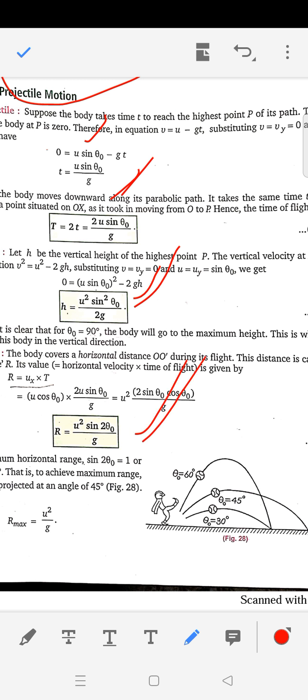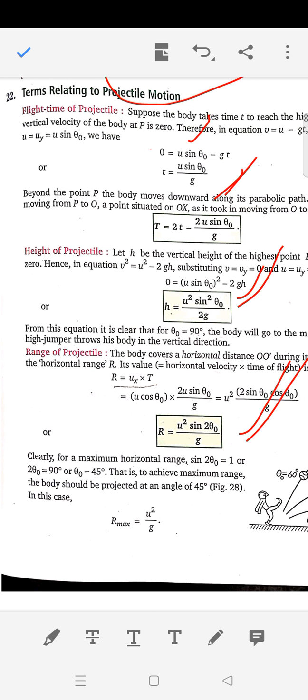Now, the range is maximum if theta is 45 degrees, because we know sin 2 theta has its maximum value of 1 when theta is 45 degrees. Okay students, that is it up to here for this part of the chapter. Read the book and see the video properly.